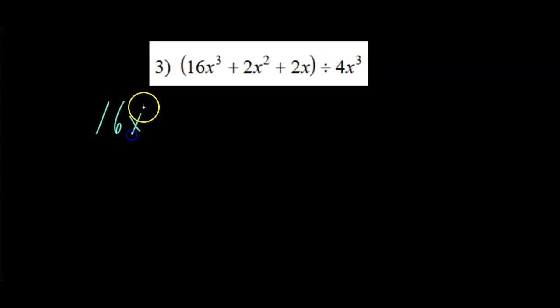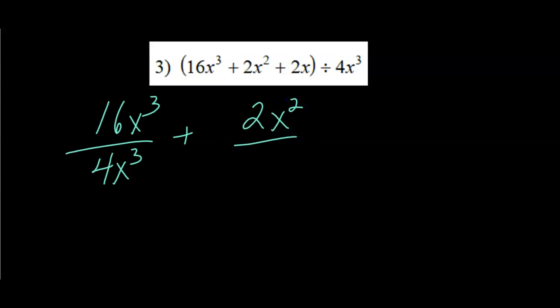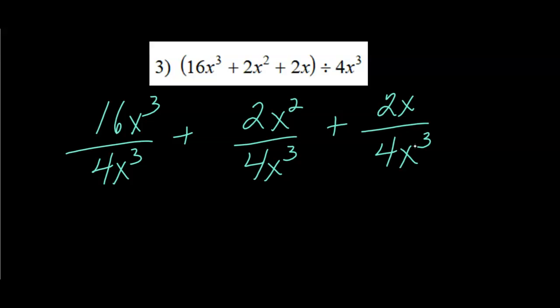16x cubed, I'm going to put that over 4x cubed plus 2x squared over 4x cubed plus 2x over 4x cubed. So now I have it set up. I'm going to go through, reduce all the fractions. 16 divided by 4 is 4. The x cubes are exactly the same as each other, so those are going to just cancel right off. Moving over to the second fraction, 2 over 4. Well, that's just going to reduce to 1/2.